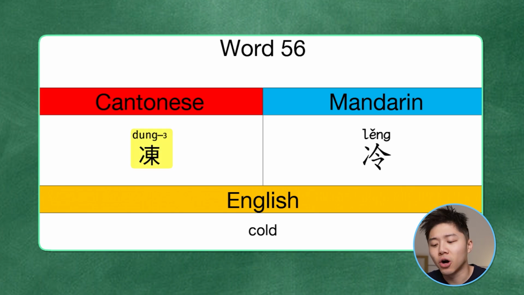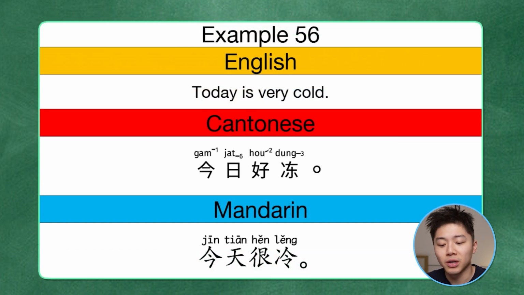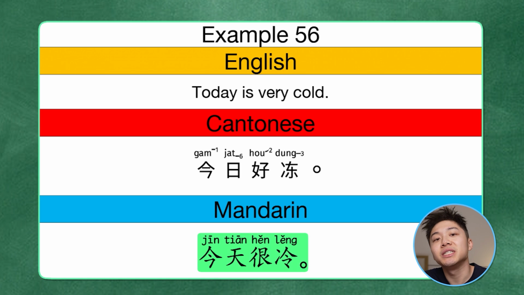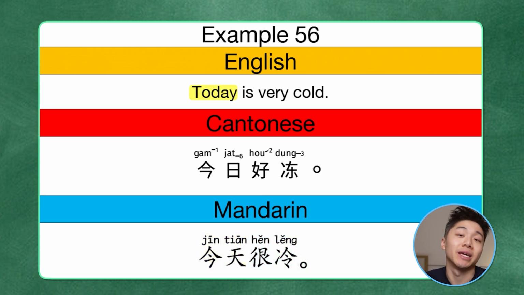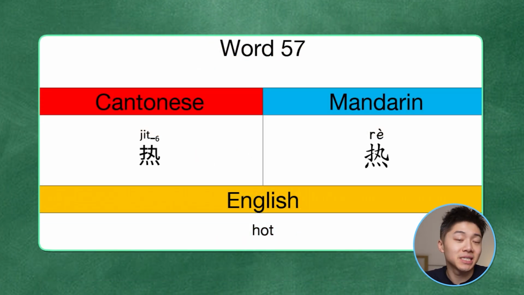Next one is cold. In Cantonese, 凍. In Mandarin, typically we say 冷. So for example, today is very cold. 今日好凍. In Mandarin, 今天很冷. First off, to say today in Cantonese, we say 今日. In Mandarin, we say 今天. Then 好 means very, in Mandarin 很. And then 凍 means cold, in Mandarin 冷. 今日好凍.